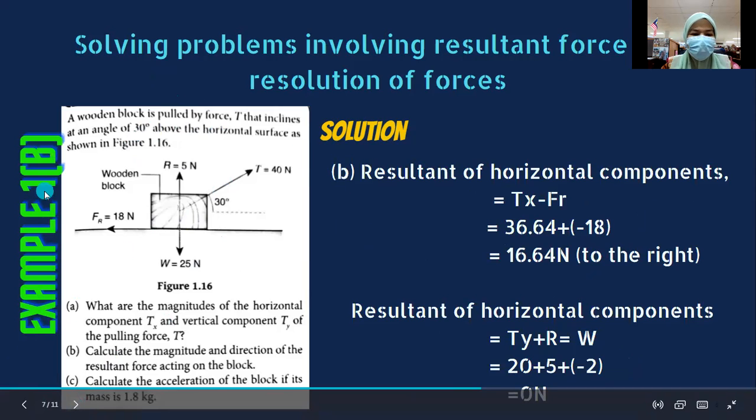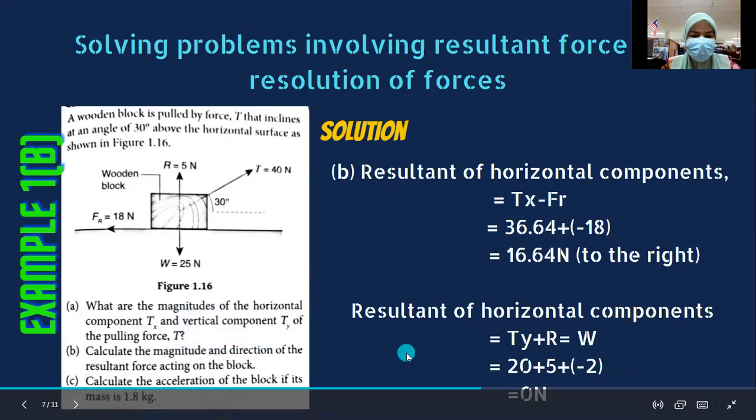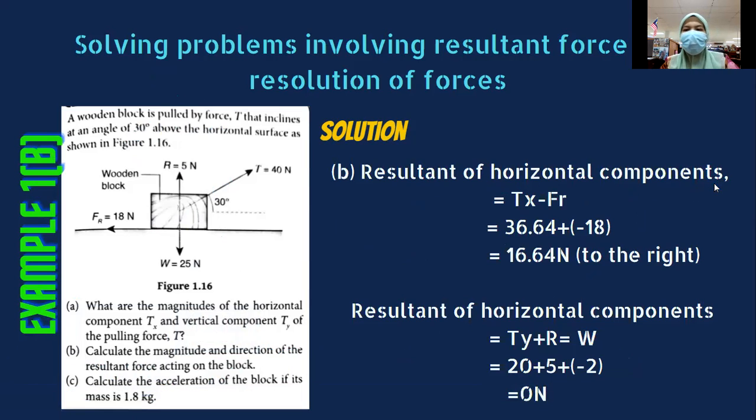Okay, example B: calculate the magnitude and direction of the resultant force acting on the block. Resultant of the horizontal component: you have to sum up all the forces on the horizontal component. We have two forces. You already found Tx acting to the right and Fr, the frictional force, acting to the left. Tx minus Fr is equal to 16.64 Newton to the right.